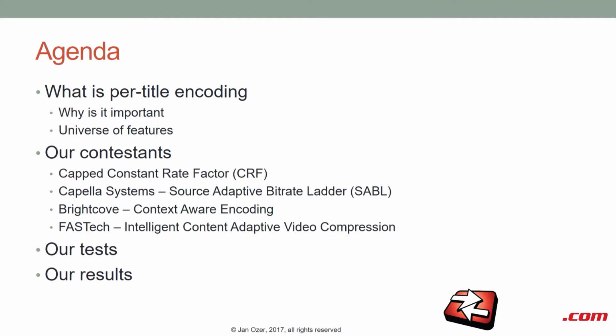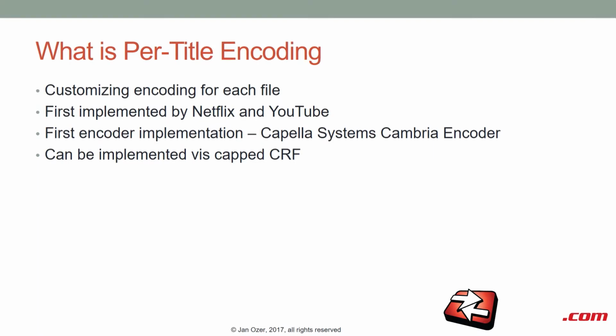So here's our agenda for the next 45 minutes. We'll talk about what per title encoding is and why it's important. We'll spend a lot of time on our contestants. We'll look at our tests and, of course, the results. Per title encoding is customizing your encoding for each file.